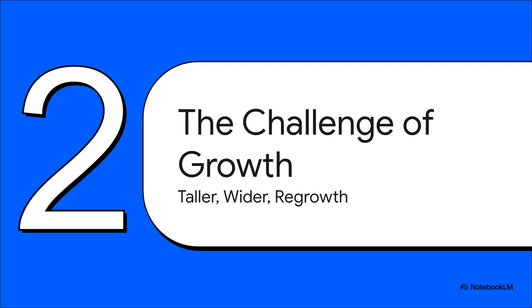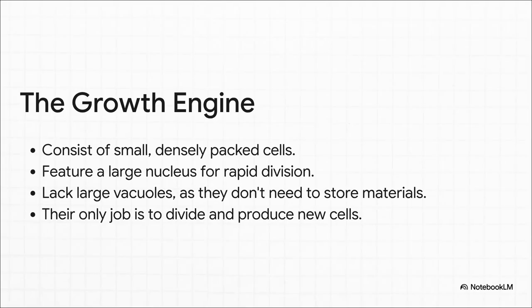Okay, now let's look at that first huge challenge, growth. A plant is constantly pushing upwards, reaching for the sun, and downwards, searching for water. How does it manage this relentless expansion? The answer is our first toolkit, those meristematic tissues. What's so cool is how these growth cells are designed for just one purpose. They're small and packed in there super tightly. They have a huge nucleus, which is basically the command center for cell division, and they barely have any vacuoles. Those big water storage tanks you see in mature plant cells, they don't need them because their only job is to divide, not to store stuff. They are pure, focused growth engines.